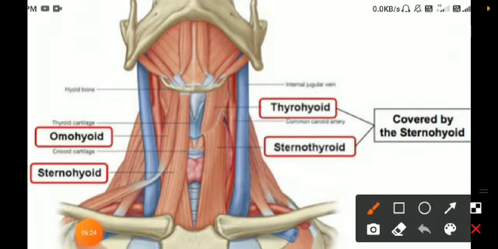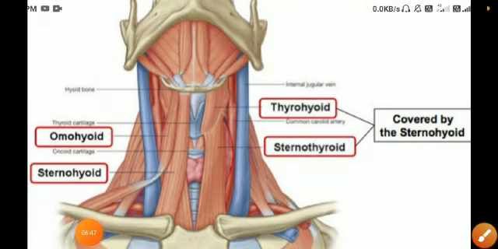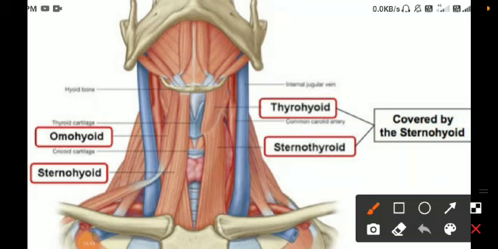Let's talk about the infrahyoid muscles. These are the thyrohyoid, sternothyroid, omohyoid, and sternohyoid. The thyrohyoid originates from the oblique line on the lamina of the thyroid cartilage and inserts onto the body and the greater cornu of the hyoid bone. Nerve innervation is by C1 through the hypoglossal nerve.